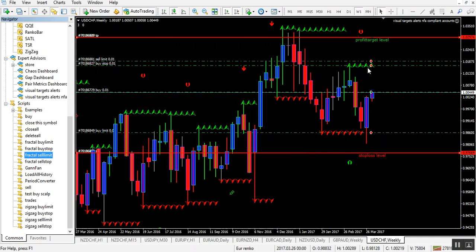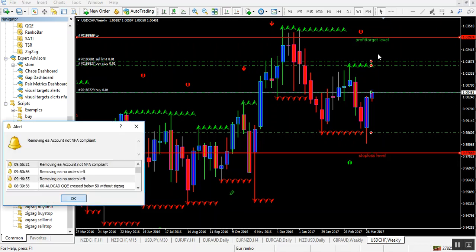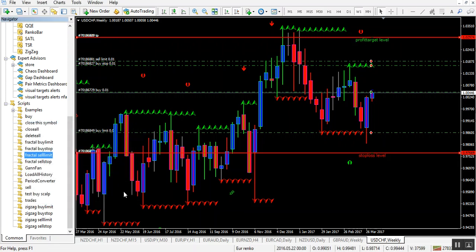Okay, there it is. Now on the first tick, what should happen, unless I've coded it wrong and it's been working, it'll see that sell limit, and it will realize that it can't set the targets properly. It's going to alert, and see how it removed the EA, and it comes on here, removing EA, account not NFA compliant. Okay, so let's do this. So anyway, that's how it works.